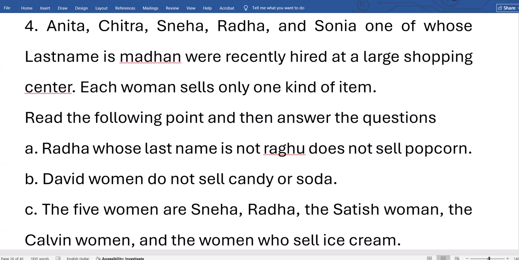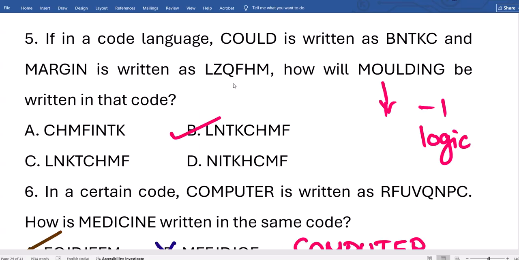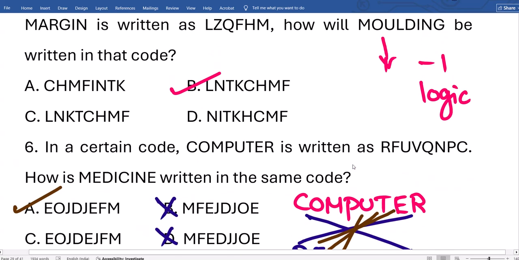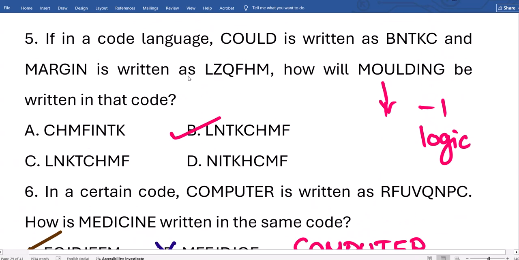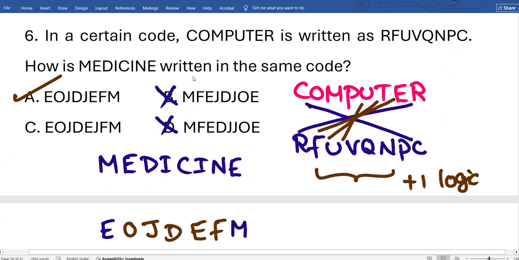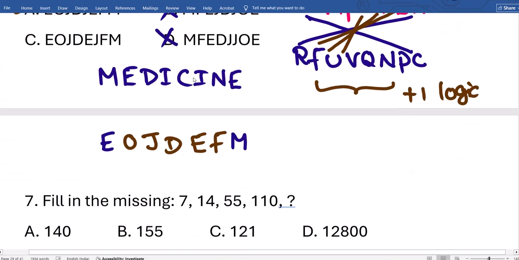C point, then D as well. The fifth one, very easy question, minus 1 logic. The sixth one is just swapping the first and last letter. The middle one also goes back to front, but plus 1 for that middle. First and last as it is. The fifth one will take 30 seconds, but the sixth one may take time for you to identify the logic in the exam.